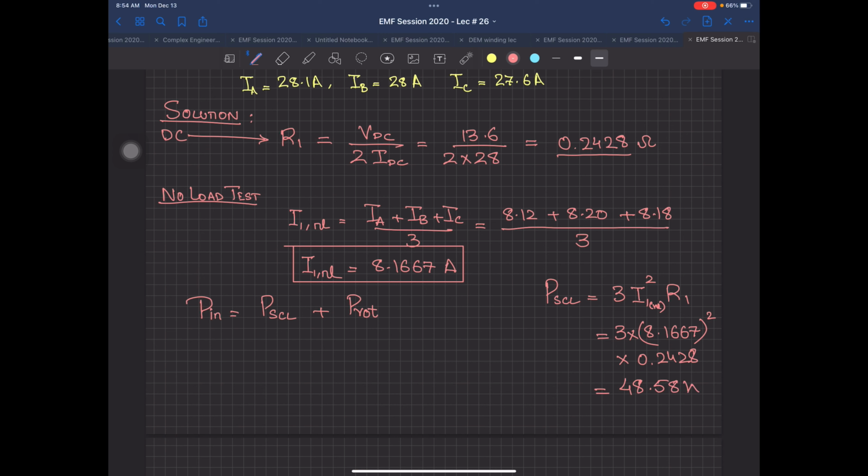48.58. Now you can see your book has an answer of 48.7. So the book has some mathematical mistakes in this whole book, so don't exactly just follow it. So this is your stator copper losses.